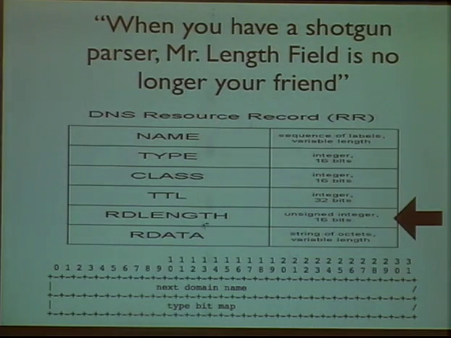And here is your typical RR, and here is your RDATA, here's your data that was described by this length, with the next domain name in the NXT record. But every time you see a length field, you should be worried, especially if those length fields have to agree with each other over the span of the packet that you're parsing. So when you have a shotgun parser, Mr. Length Field is no longer your friend.